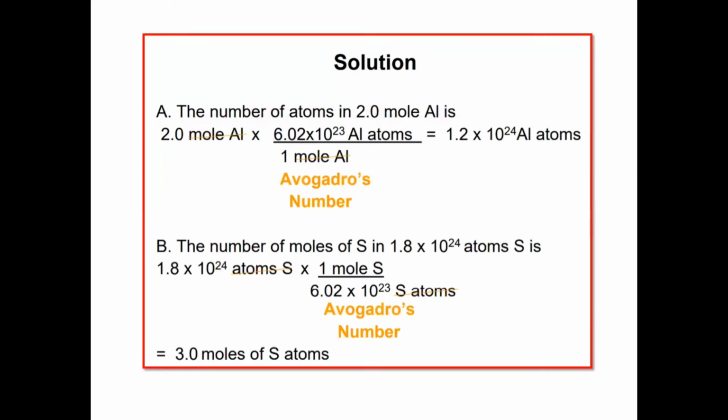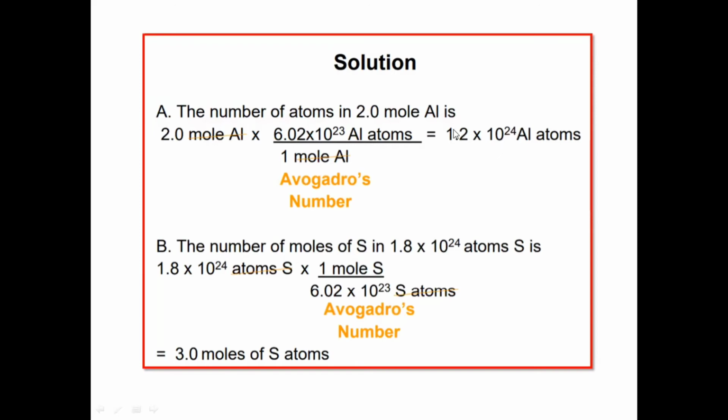So the number of atoms in 2.0 moles of aluminum. How many atoms will be there in 2.0 moles of aluminum? So 2.0 moles of aluminum will be multiplied by the Avogadro's number divided by 1 mole. Here 1 mole of aluminum and 1 mole of aluminum will be cancelled. So 2.0 into 6.02 will be 12.02, and we will shift one digit to the 10 raised to 23. That is 1.2 into 10 raised to 24 aluminum atoms.